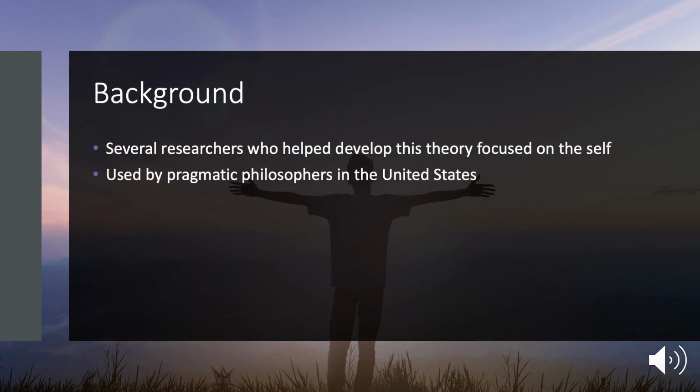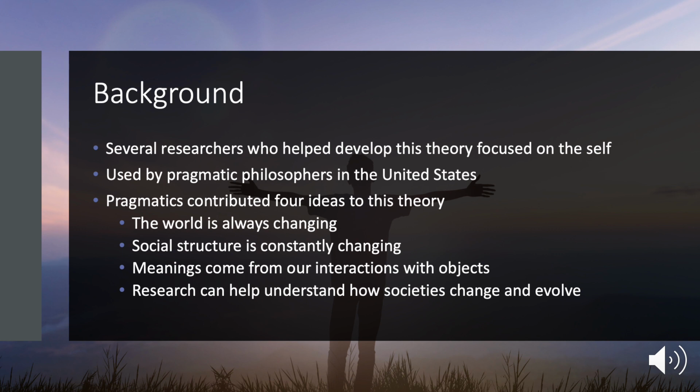This theory has been commonly used by pragmatic philosophers in the United States. Pragmatics believed the world to be ever-changing, which later became an important idea in this theory. Pragmatics contributed 4 ideas to this theory. 1. The world is always changing. 2. Social structure is constantly changing. 3. Meanings come from our own interactions with objects. And 4. Research can help us to understand how societies change and evolve.